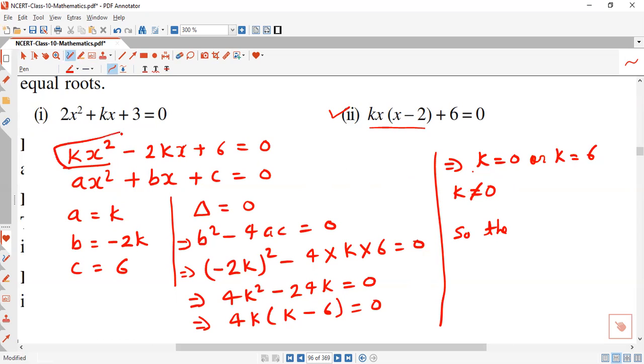This is a quadratic equation. The value of a equal to k. The value of k cannot be 0, otherwise it is not a quadratic equation. If this is not a quadratic equation, then there are no two real roots. So we say k cannot be equal to 0. So this cannot be a solution. So we have the solution k equal to 6.